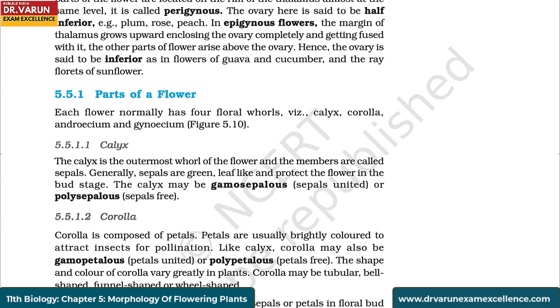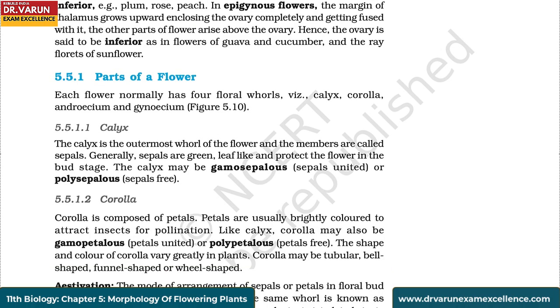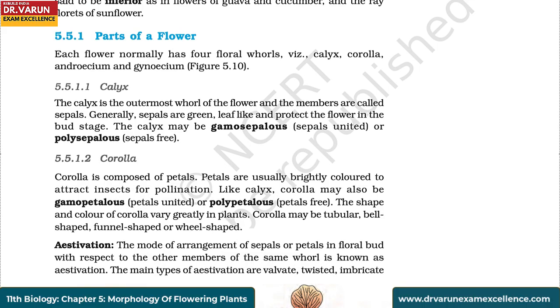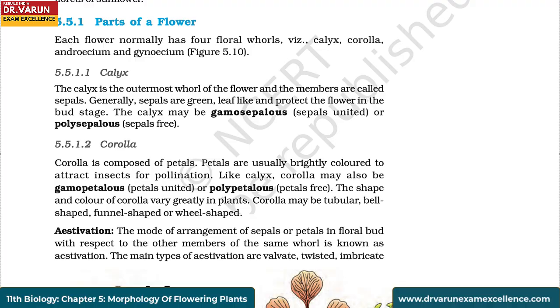Parts of a flower. Each flower normally has 4 floral whorls, that is calyx, corolla, androecium and gynoecium. Calyx. The calyx is the outermost whorl of the flower and the members are called sepals. Generally, sepals are green, leaf-like and protect the flower in the bud stage. The calyx may be gamosepalous, sepals are united, or polysepalous, sepals are free.